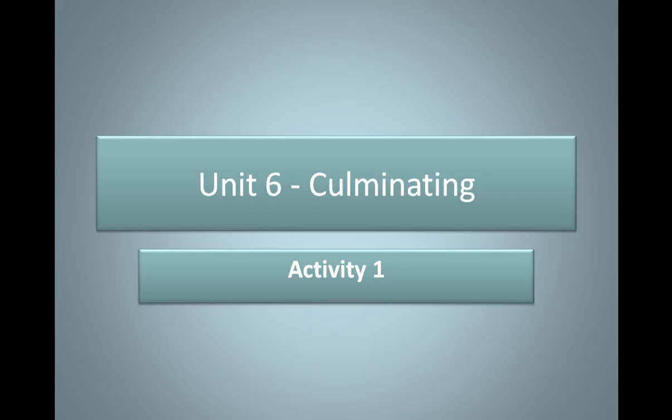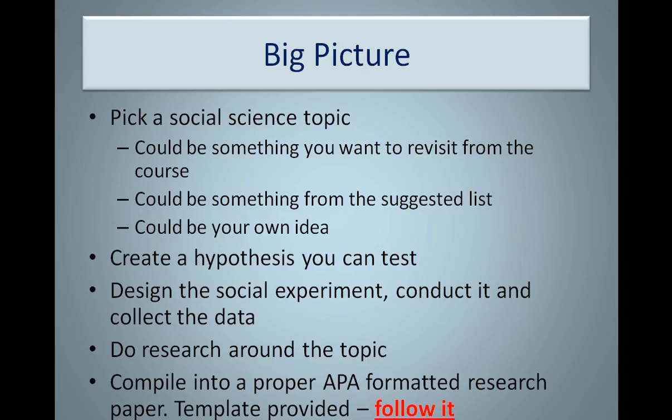So this is taking the place of the exam, because there is no exam in this course. It is just Unit 6, which takes up 30% of your overall grade. The big picture idea of this culminating task is that you have to pick a social science topic.